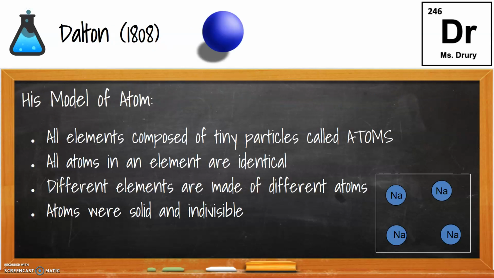In his model of the atom, all elements are composed of tiny particles called atoms. All those atoms of an element are identical. For example, in the picture, the sodiums all look the same shape and the same size and have the same properties. Different elements are made of different atoms, so they'll have different sizes, shapes, and different properties. The atoms are solid and indivisible.